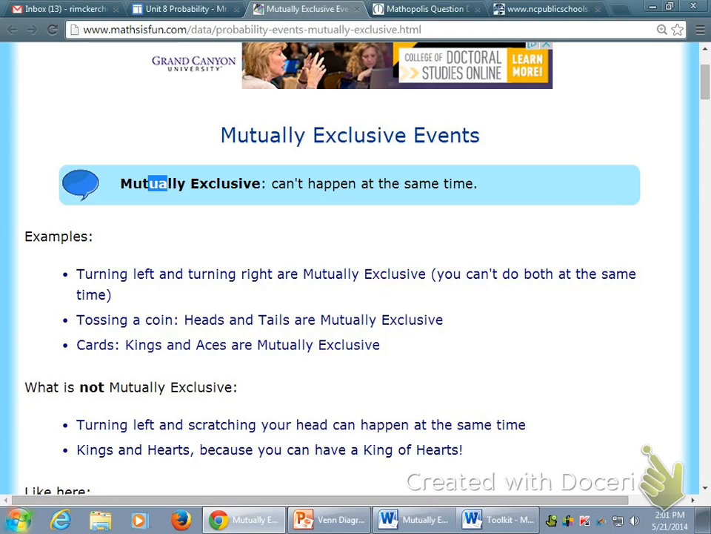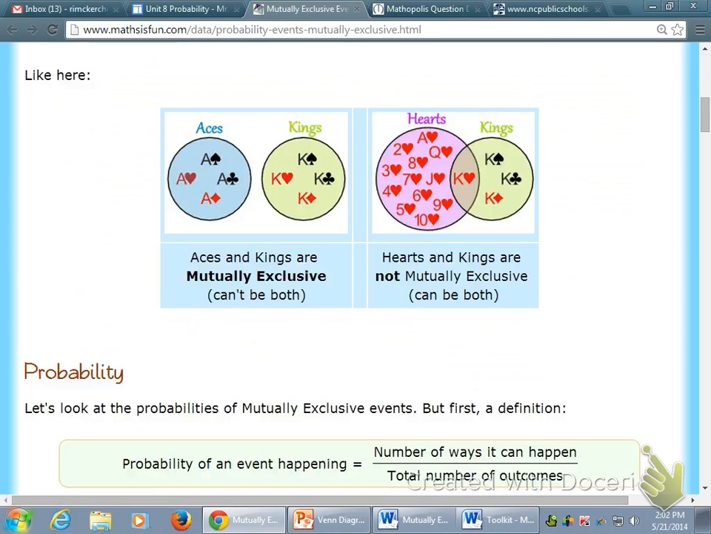They don't use the word inclusive, but by saying not mutually exclusive, I'm saying they're inclusive. Is inclusive a word? It is. You can turn left and scratch your head at the same time. That can happen. And then more practically, you can have a king and a heart at the same time because there is a king of hearts, right? So they give you some good examples here.